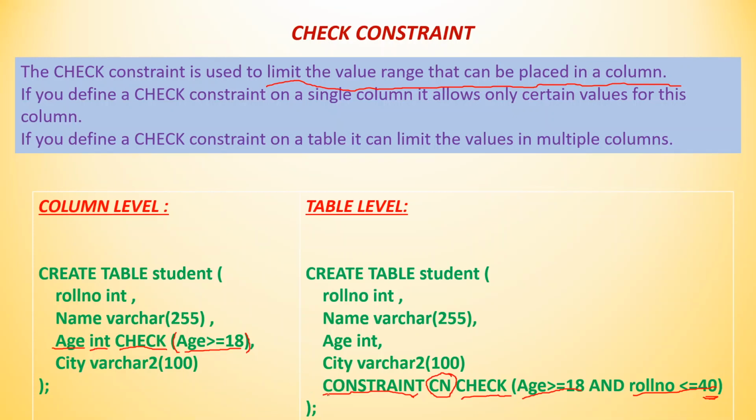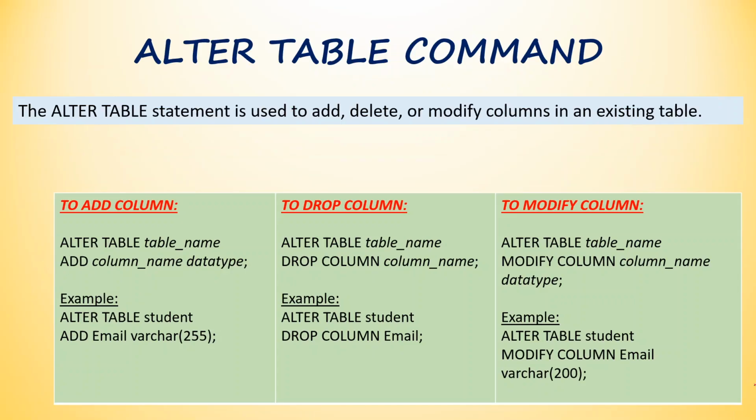So this way, we can apply check constraint at both levels. The difference between applying a constraint at column level and table level is that at column level you can apply a constraint only on a single attribute, and if you are using a table level constraint, that can be applied to multiple columns. Like here we have done it for two attributes. If you want to apply a constraint on multiple columns, then you have to use a table level constraint. This was all about your create command.